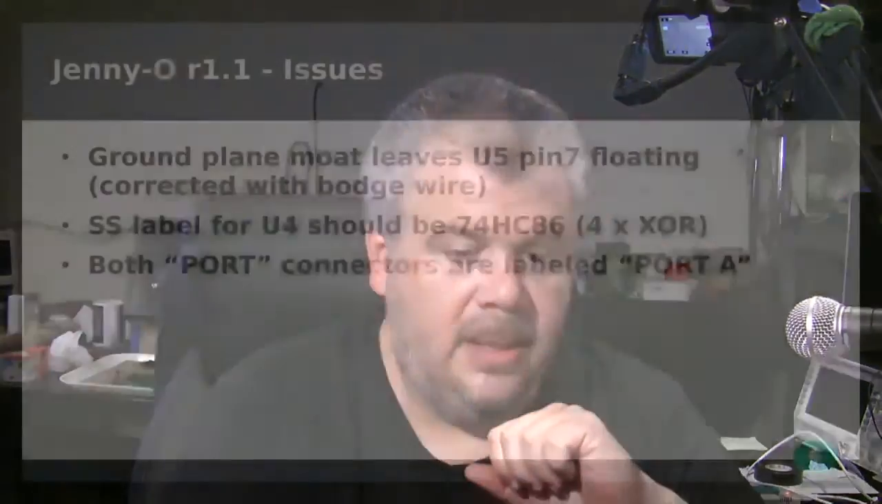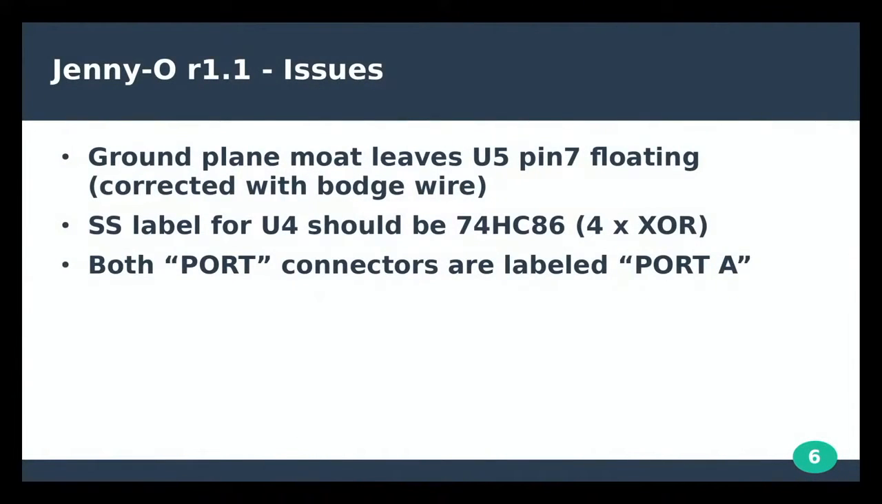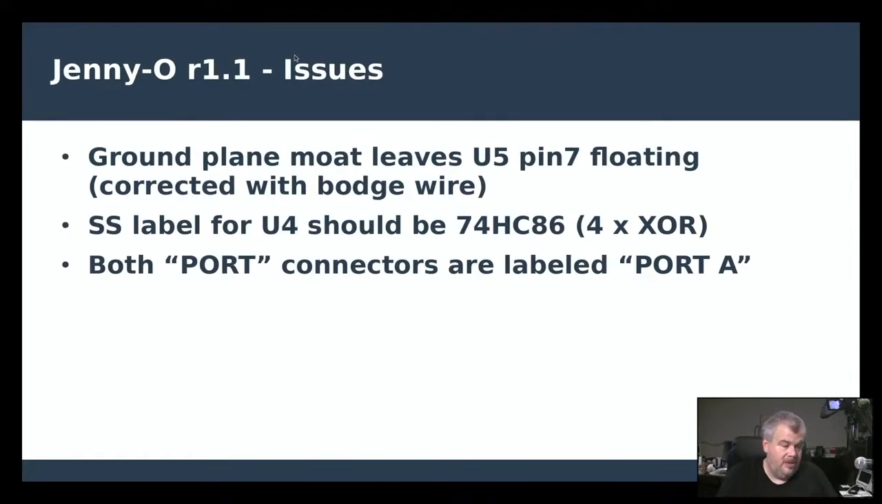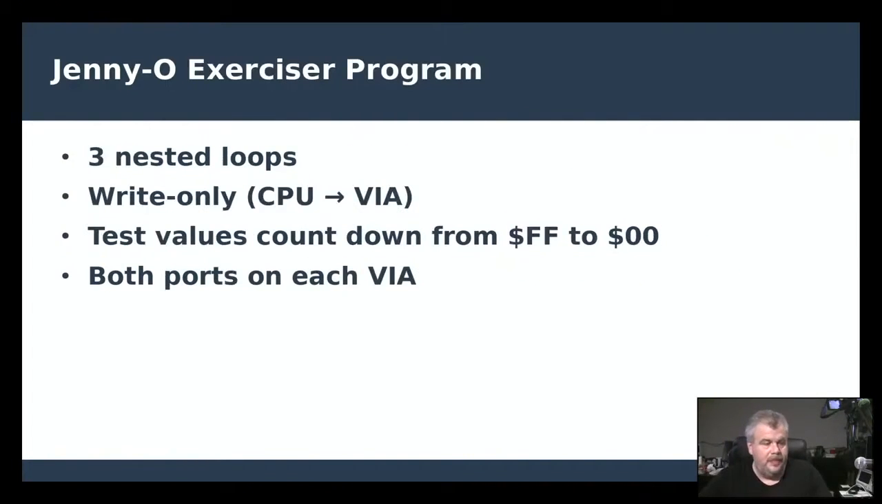So let's get back into here. So, yeah, ground plane moat leaves U5 pin 7 floating, corrected with a bodge wire. We've seen that. The silk screen label for U4 should be 74HC86. And both port connectors are labeled port A. So those faults have been fixed in Rev 1.2, which has been designed but not sent out for manufacturing.